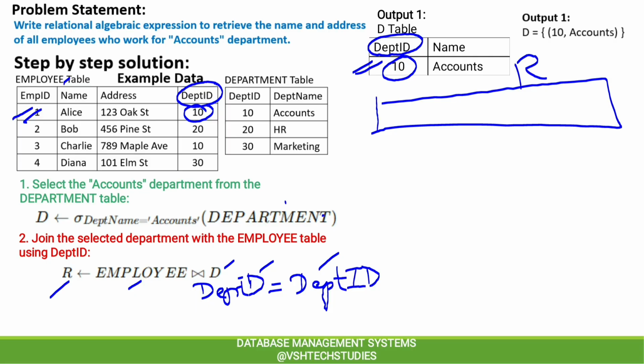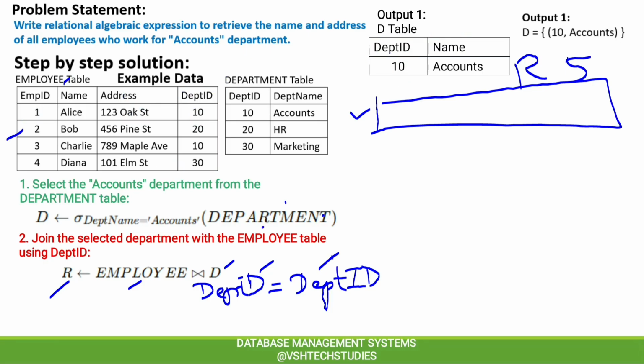Then how many columns are here? There are 4 columns here and 2 columns here. But instead of 4 plus 2, we will have only 5 columns, because this department ID and this department ID are the same. The name is the same. That is why it will be written only once. So 4 columns plus 1 column will be written in the output relation R. That is the procedure with the first row in the employee table.